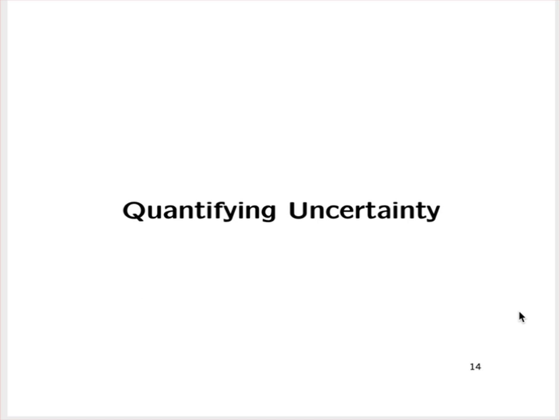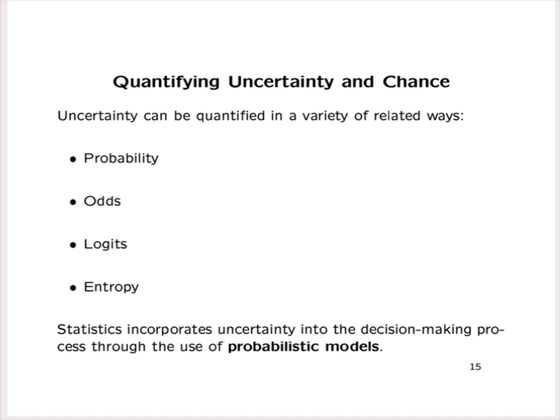All right, so now let's talk about the specific ways that we quantify uncertainty. Uncertainty can be quantified in a variety of ways, using probability, but also using odds, or logits, or entropy. You've probably heard of the first two, probability and odds. You've probably heard of odds in the context of casinos or races or something like that, where people might be wagering. You may not have heard of logits and entropy, but we're going to cover all these.